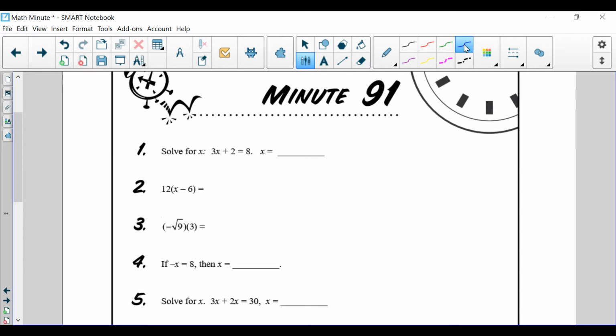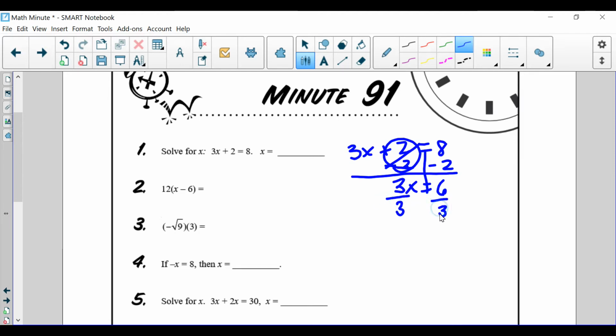Alright, let's go over number 1. Number 1 is 3x plus 2 is equal to 8. We're going to go ahead and solve for x by first subtracting 2. That goes away. Then we end up getting 6 here, dividing by that 3, and we get x is equal to 2. Alrighty, very nice. How'd you guys do? Give yourself a star if you got that one.